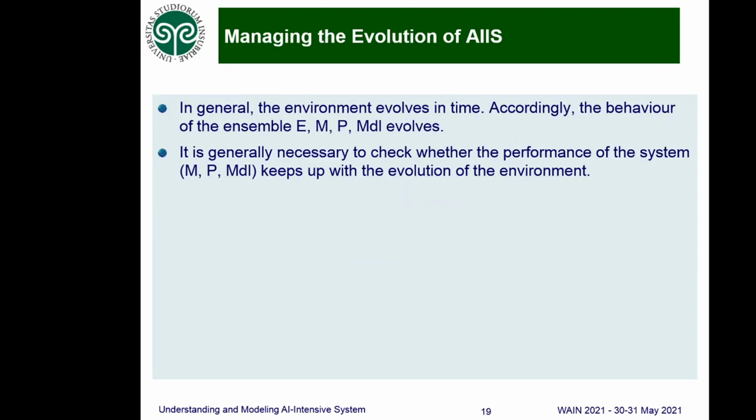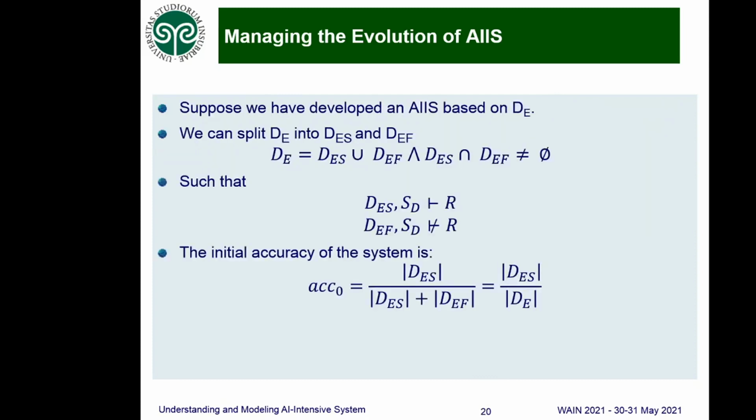Another issue that is relevant for AI-intensive systems is the drift of accuracy in time. In fact, the environment often tends to modify its behavior in time, especially when the behavior is determined by people who operate in the environment. It is thus necessary to monitor the performance of AI-intensive systems and update the MDL when the performance drops below acceptable levels. Initially, the accuracy of the system can be computed based on DE.